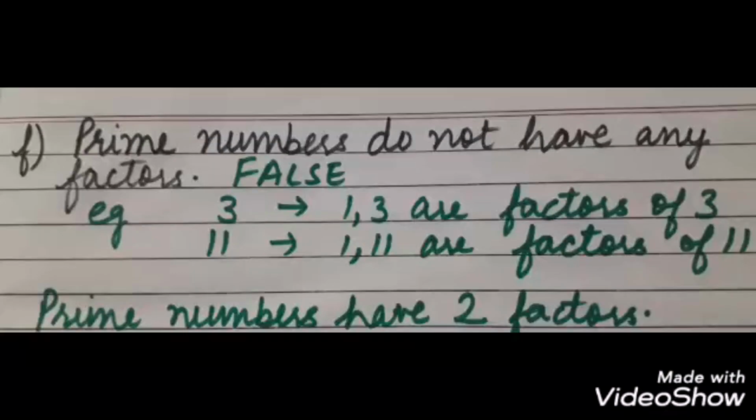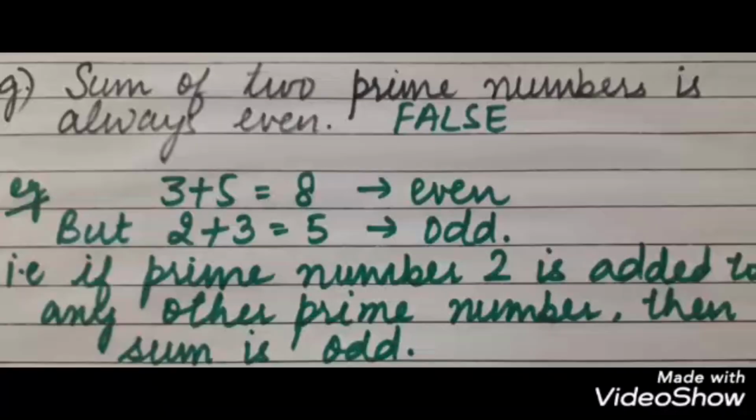F part is, prime numbers do not have any factors. The statement is false. Example, 3 is a prime number. It is having the factors 1 and 3. 11 is a prime number. It is having the factors 1 and 11. So if you see, all the prime numbers have two factors, 1 and the number itself. So the statement is false.